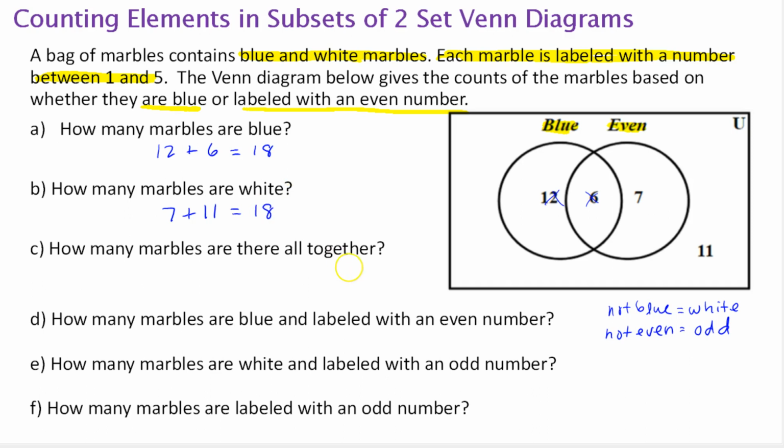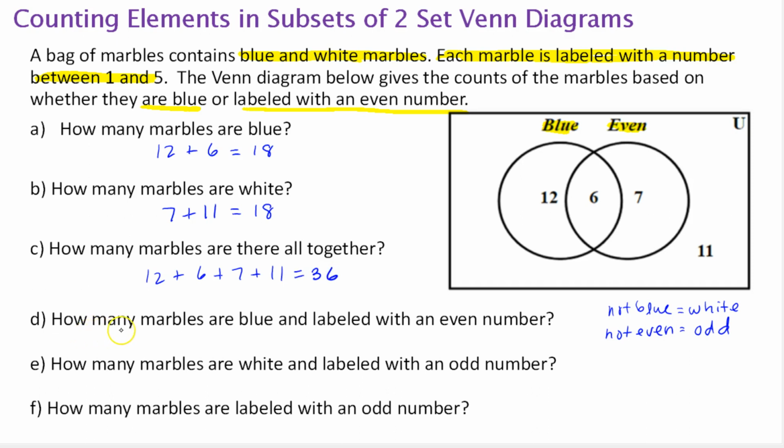Next, we're asked how many marbles there are altogether. Well, remember these are disjoint regions, so there's no overlap, so we can add them directly by adding the four quantities. So there are 12 plus 6 plus 7 plus 11. And let's see, 12 and 13 is 25, 35 and 1 is 36 marbles altogether.